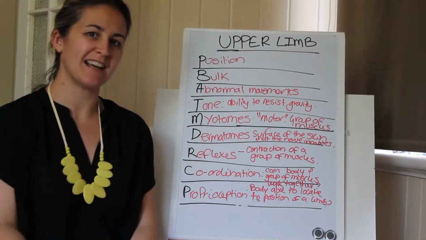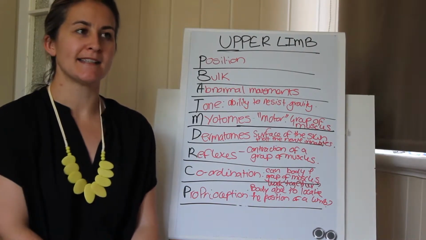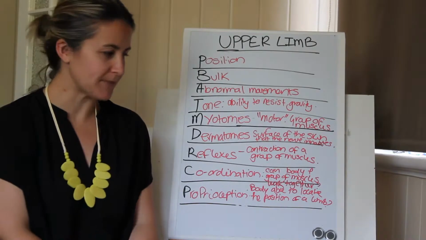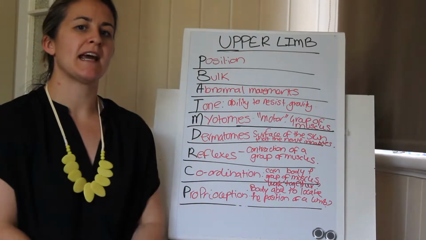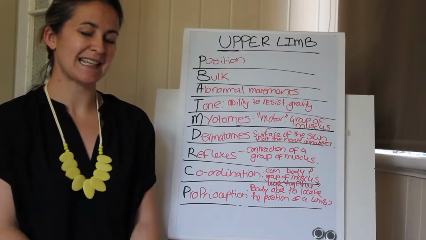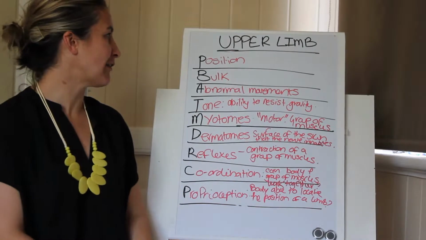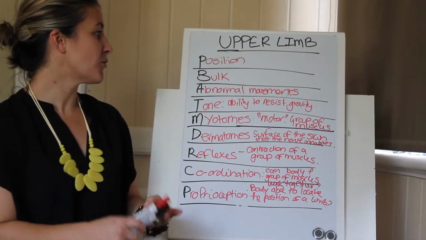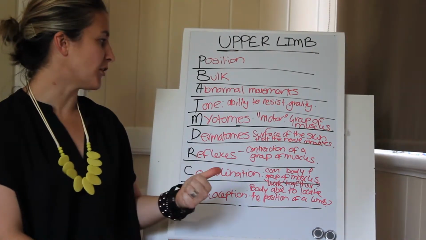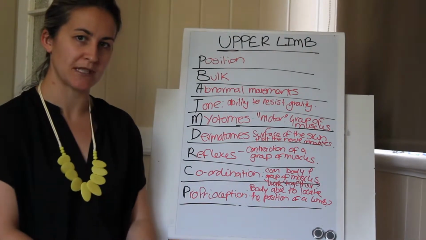So we've gone through and collected all the information about the history of the presenting complaint and the medical history of the patient. The next step is to work out how we are going to decide if there's an injury to the upper limb, and what extent of injury it is. I tend to work through this little anagram: position, bulk, abnormal movements, tone, myotomes, dermatomes, reflexes, coordination, proprioception.